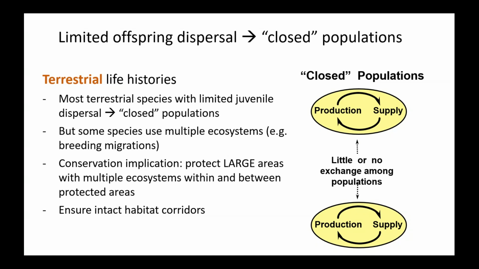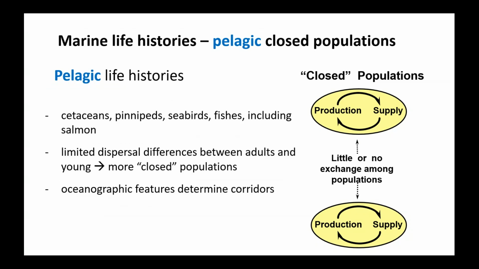Now, even though the populations may be closed, note that many species nonetheless use multiple ecosystems over their lifetime, but the young and the adults are doing that in conjunction with one another. So they're staying together, for example, in breeding migrations. I'm just going to talk about the key implications for protected areas now, because I'm not going to return to terrestrial systems. It's because of this limited dispersal of young and the replenishment of parental populations locally that the general idea is to make protected areas on land as large as they can be, incorporating multiple ecosystems, and also protecting any corridors that are necessary to connect those protected areas between different ecosystems.